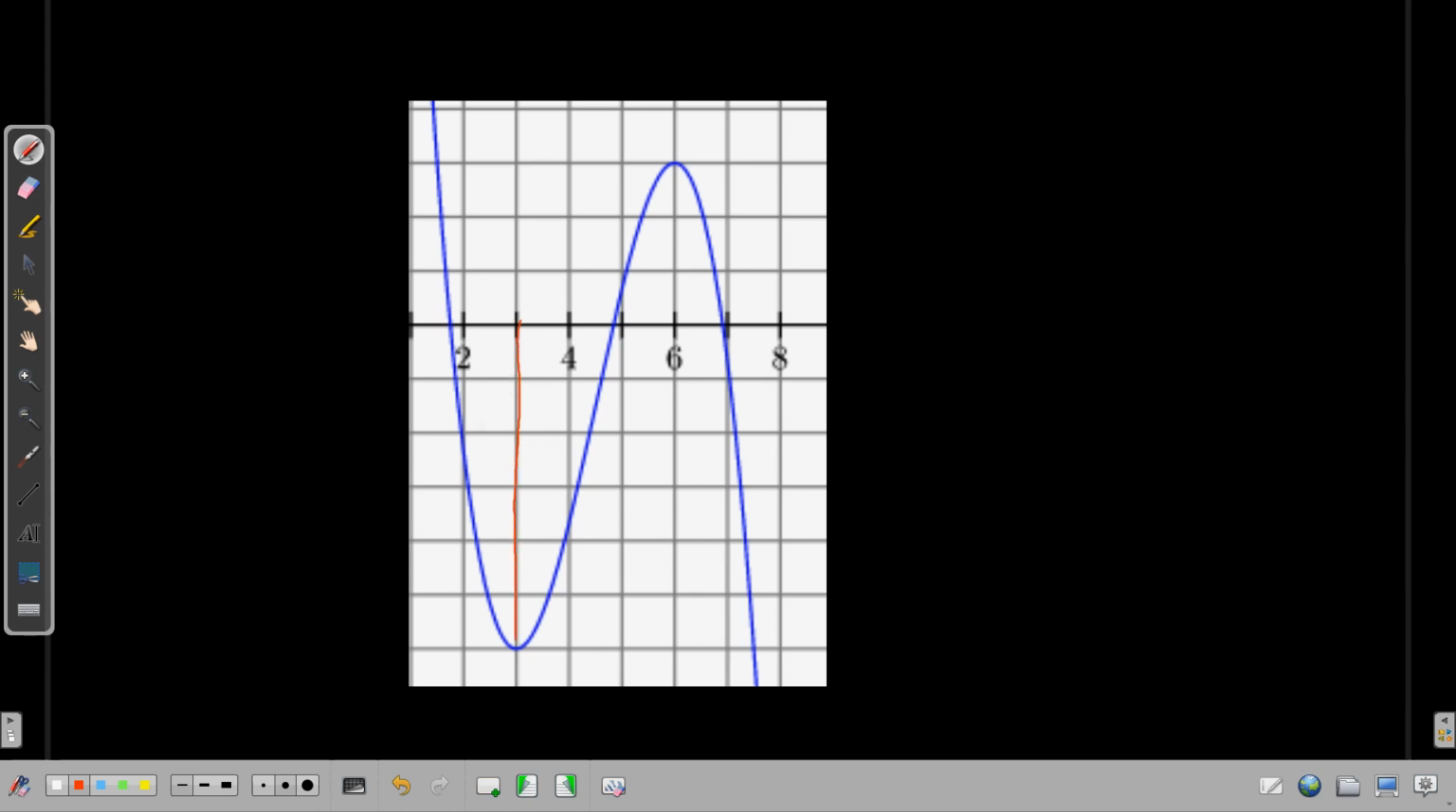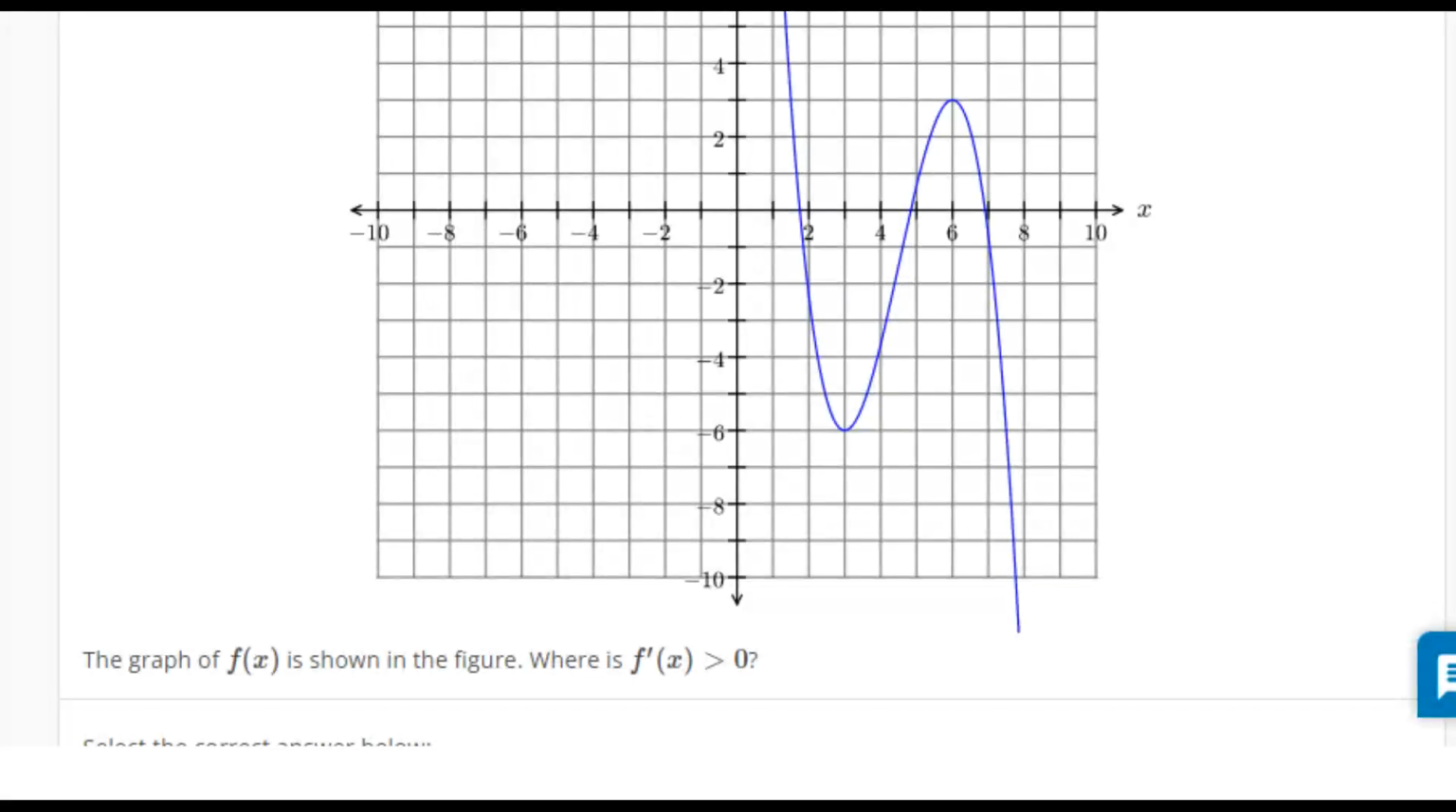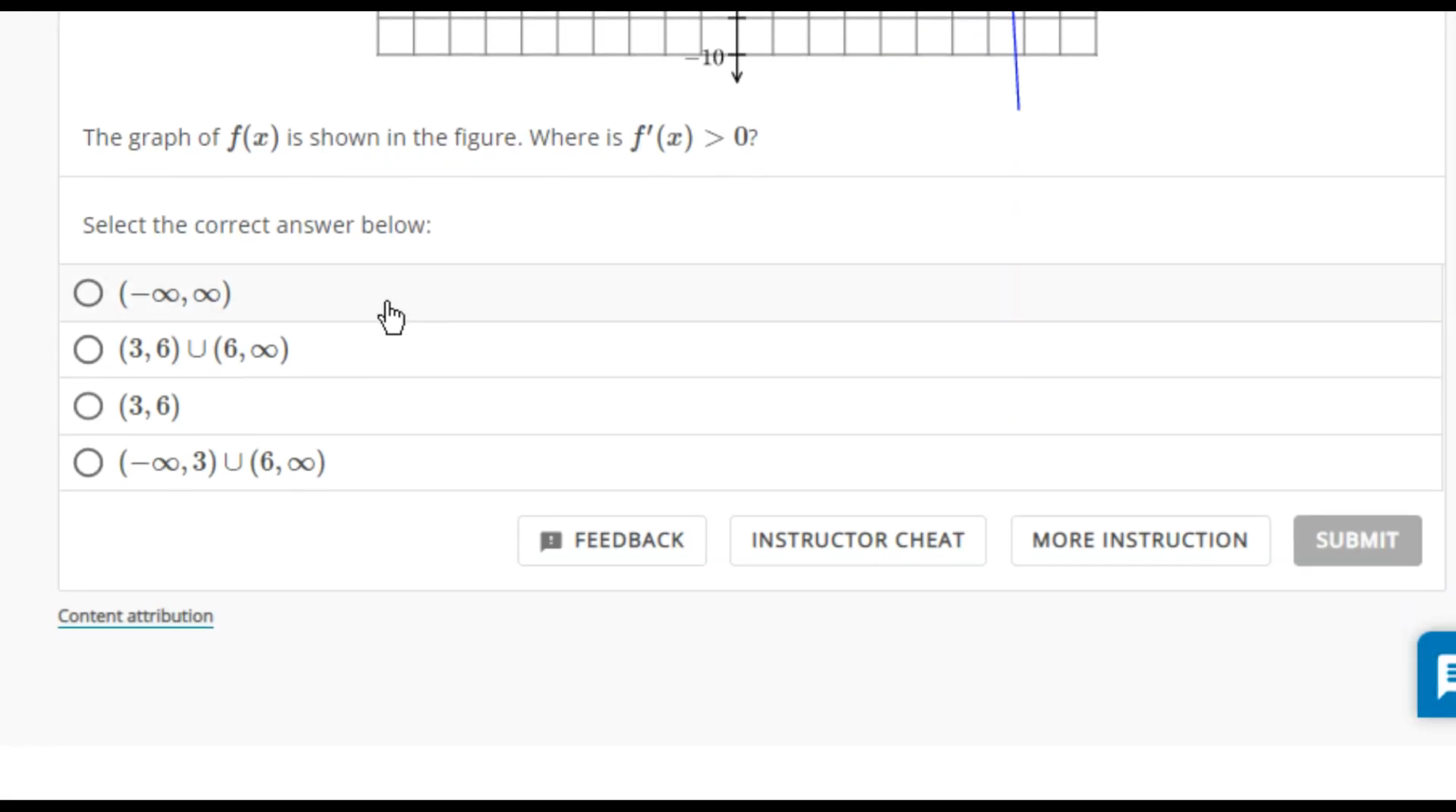So from right here when x is 3 all the way until where x is 6, every point in between has tangent lines with positive slope. So it is between 3 and 6 where f prime is positive.